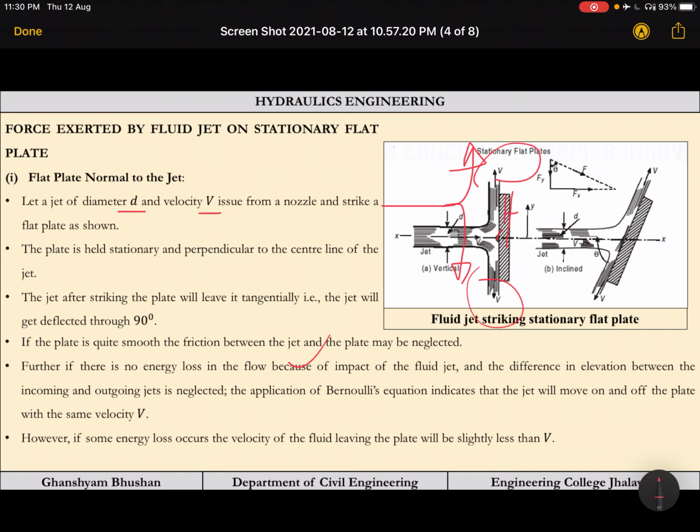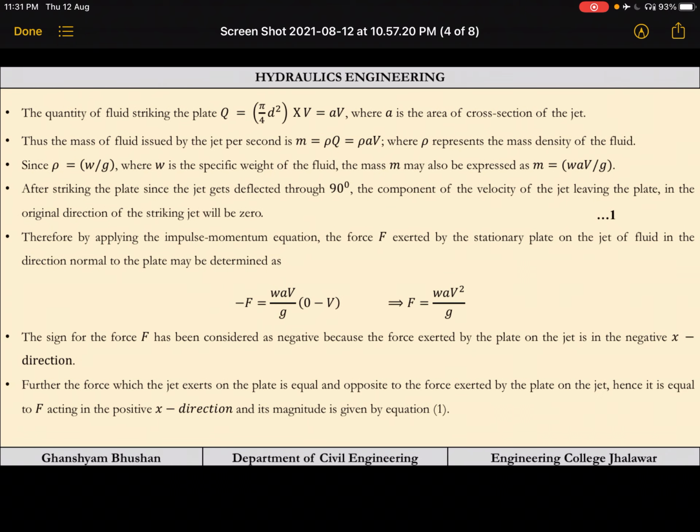However, if some energy loss occurs, the velocity of the fluid leaving the plate will be slightly less than V. If there is loss, the kinetic energy will be lesser, so the exit velocity will be lesser than capital V. So this is also simple.